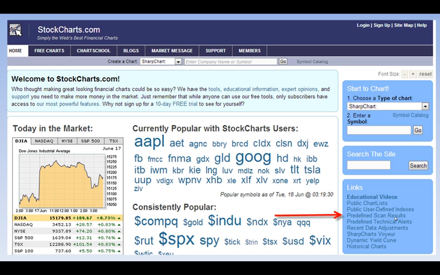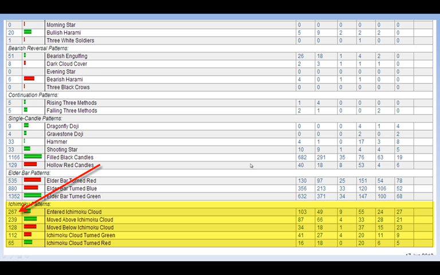Okay, and then I'm going to actually go over to the website and show you how to do it in real time too. So you click on Predefined Scan Results, which then takes you to this page, and you're going to scroll down to where it says Ichimoku Patterns.